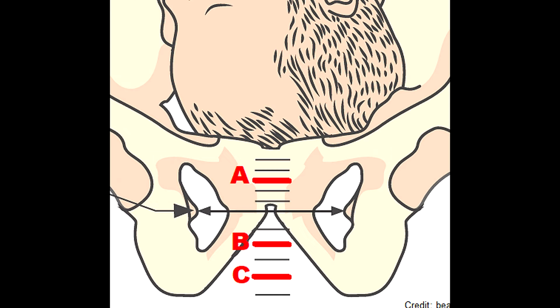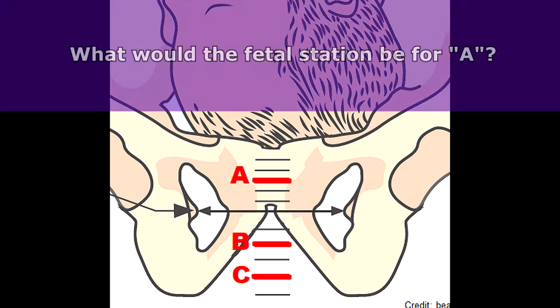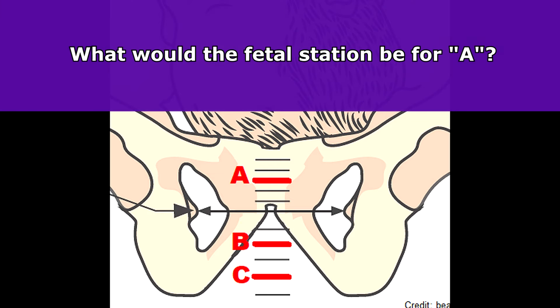Now quickly, let me quiz you on fetal station. Okay, so we have this illustration here. Look at A. What would the fetal station be for A if we have the baby's presenting part at that A line? Well, let's look at the ischial spine. We know that starts at 0. We're going above the line, so we're dealing with minus numbers. So we would count up, that's about 3 centimeters, so that would be -3.